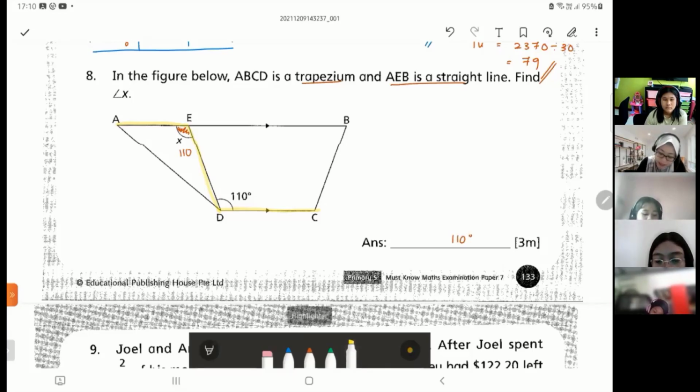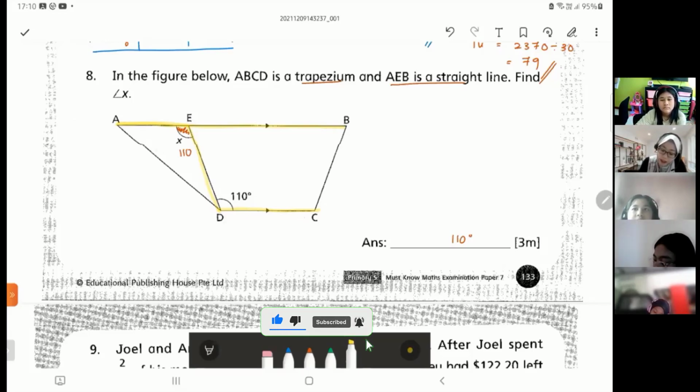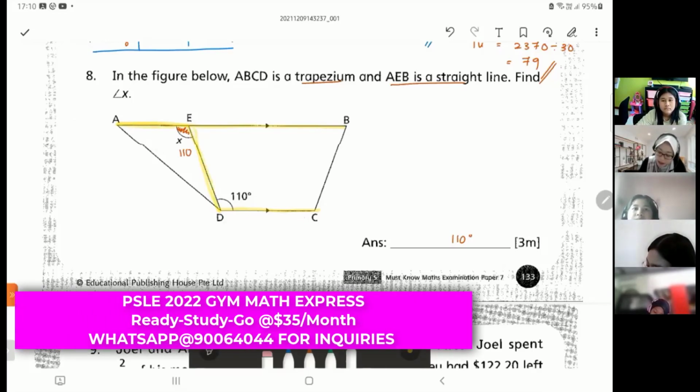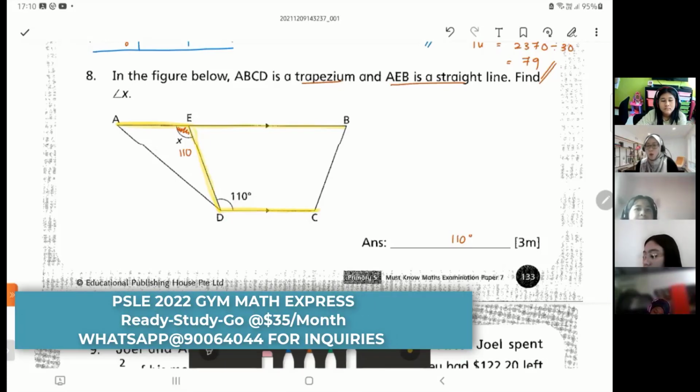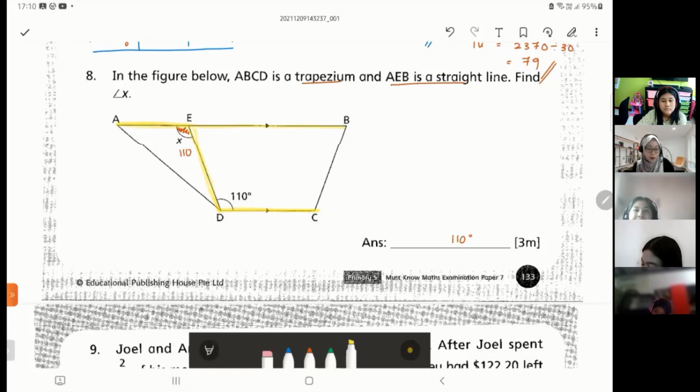The parallel line starts from here. Can you see this line? Okay. So the top line and the bottom line is parallel to one another. And then I just cut across by this Z part here. And then if that is 110, that is also 110. Okay. Alternate angles.